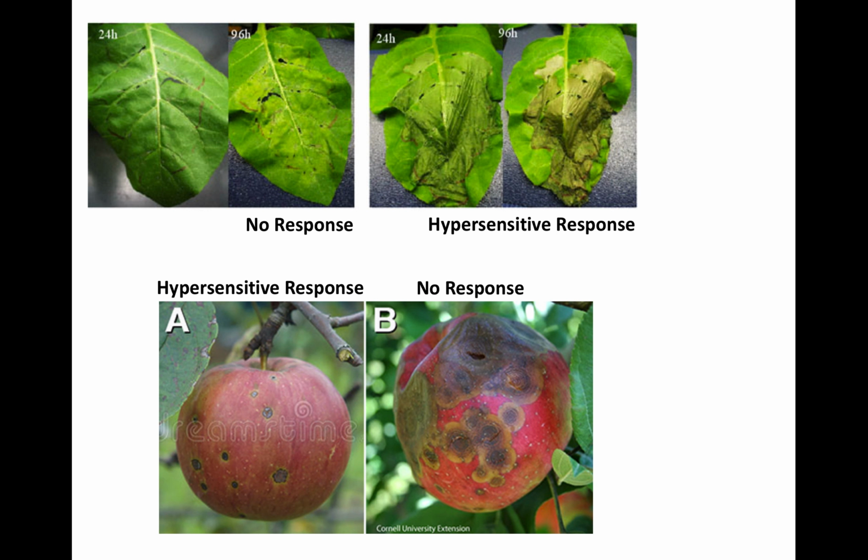Now, if you look at the apple in picture A, that's the one that is showing the hypersensitive response. You see those small dead spots on the apple. Those are places where the pathogen landed on that apple, was recognized by the cells, and induced that localized cell death. So that's the apple that's going to do better in response to this pathogen.